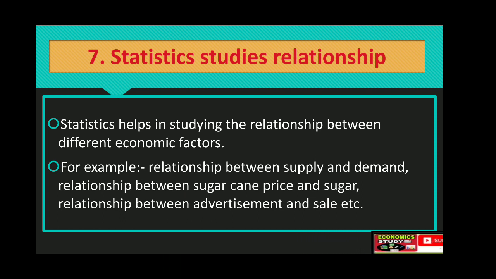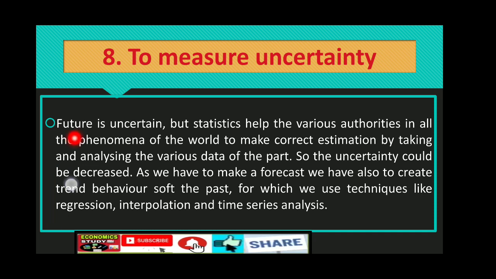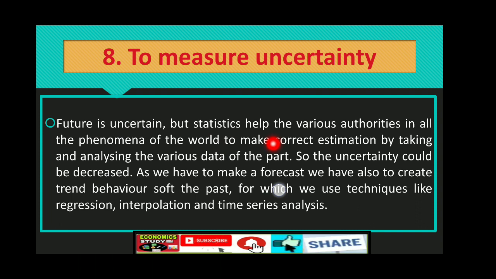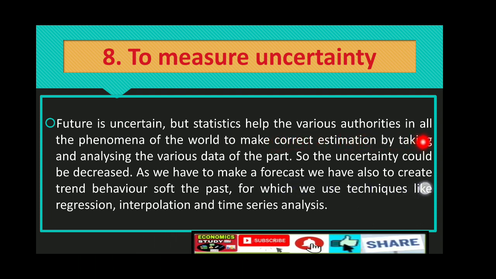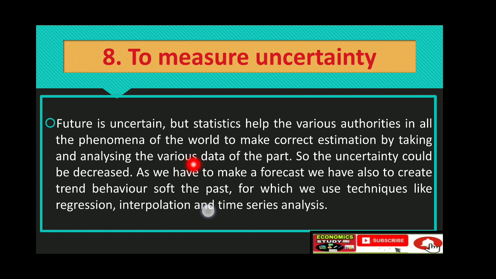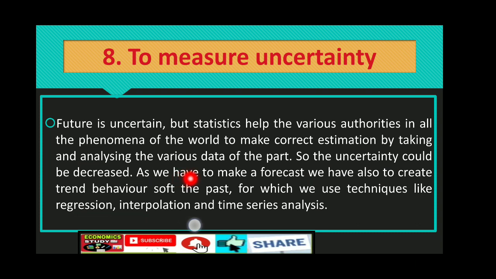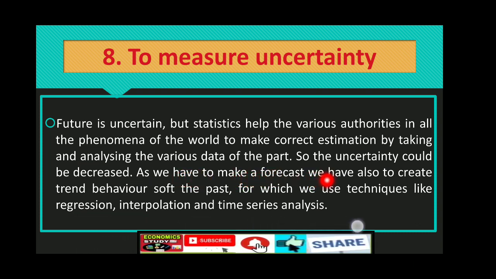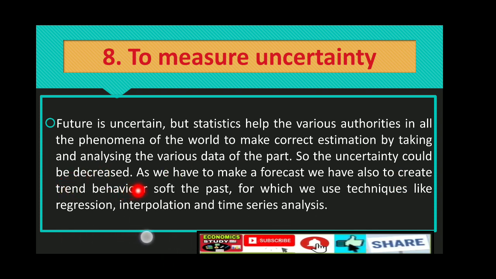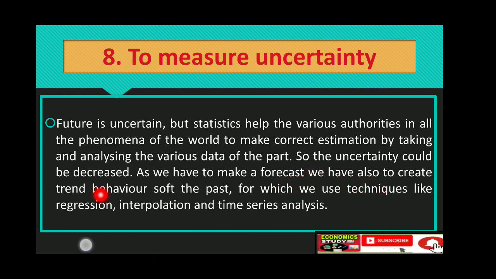The last important point, the eighth point, is to measure uncertainty. Future is uncertain, but statistics helps the various authorities in all the phenomena of the world to make correct estimation by taking and analyzing the various data of the past. So the uncertainty could be decreased as we have to make a forecast. We also have to study trend behavior of the past, for which we use techniques like regression, interpolation and time series analysis.